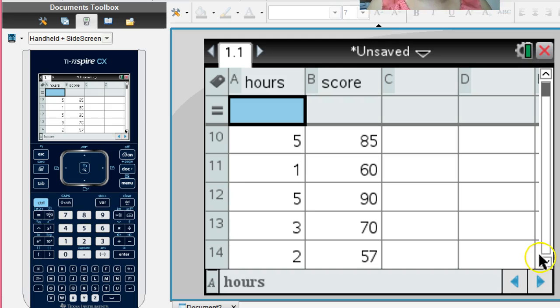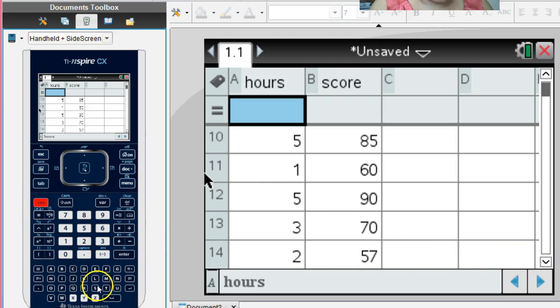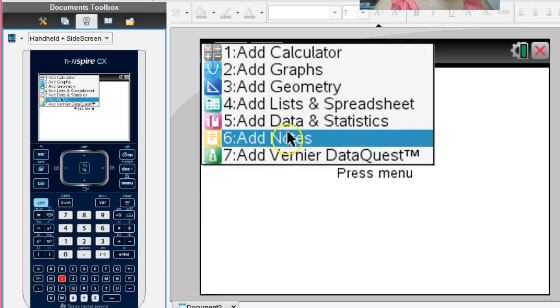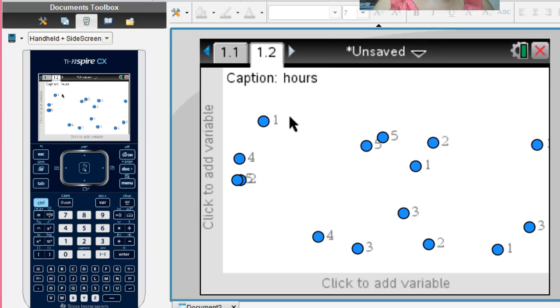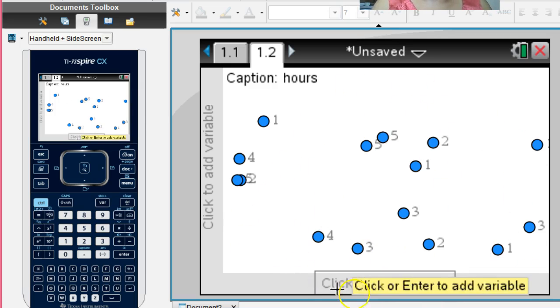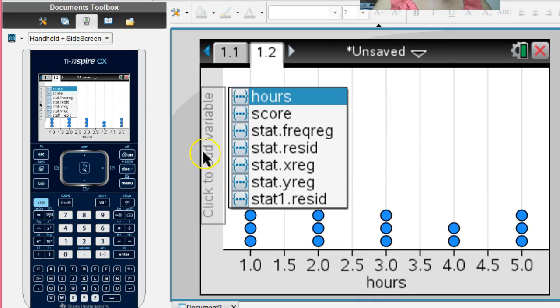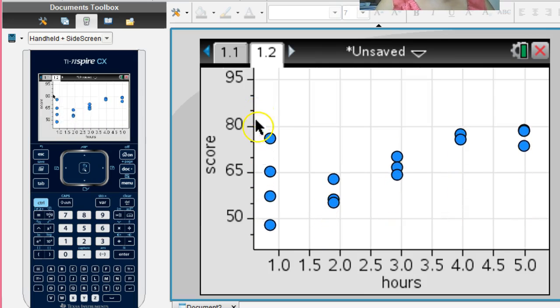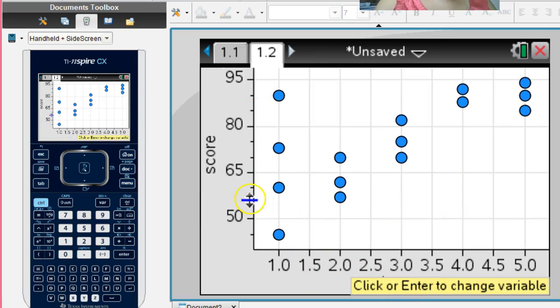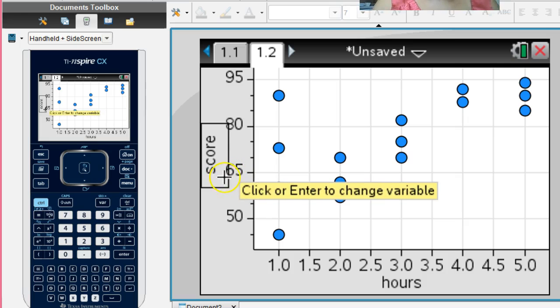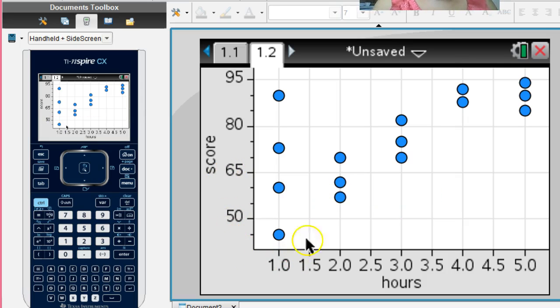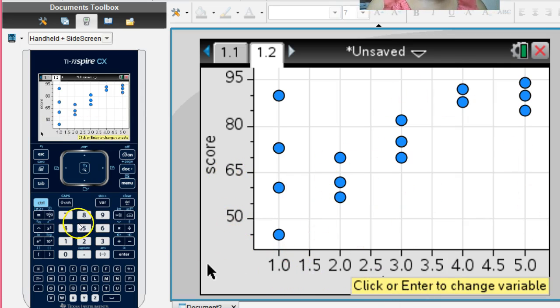So to see the graph of the data points, we would need to add a data and statistics page. So we hit Control-I and add a data and statistics page. And as you can see here, we have our 15 data points all scattered around. I'm going to go ahead and let the x-axis be the hours and the y-axis be the score to see if hours is the independent variable and score depends on hours. And then as you can see here, now we have our scatter plot.